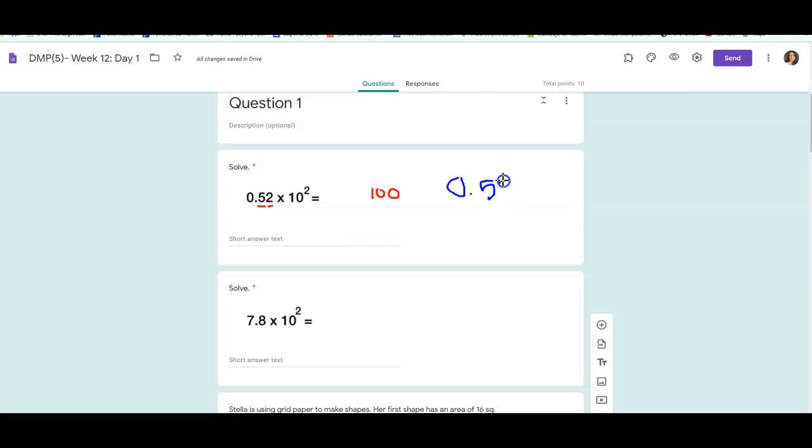So if I multiplied it by 100 and I move this decimal over 2 places to the right, I now have a whole number, 52. The way to also think about it is if you think about if I had 52 cents and I multiplied 52 cents times 100, I would actually have $52. So use that same strategy with this one.